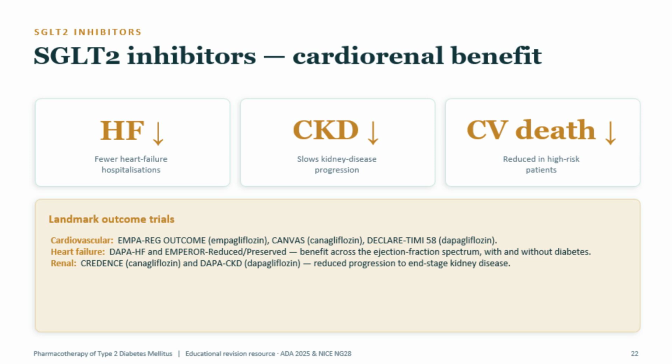And look at the trial roll call: EMPA-REG, CANVAS, and DECLARE for cardiovascular, DAPA-HF and EMPEROR for heart failure, working even in people without diabetes, and CREDENCE and DAPA-CKD for the kidneys. This is one of the great success stories in modern medicine.